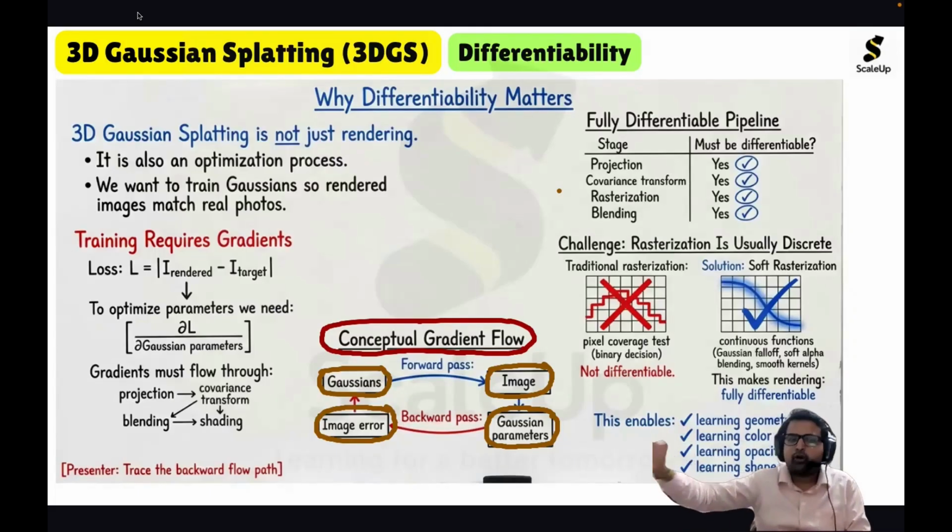Then once again we do the forward pass and get an image, which will now be closer to reality. Like that, we will do it thousands and tens of thousands of times, and finally the rendered image will start looking very similar to the real image. The goal is to minimize the loss, and hence differentiability is very important.